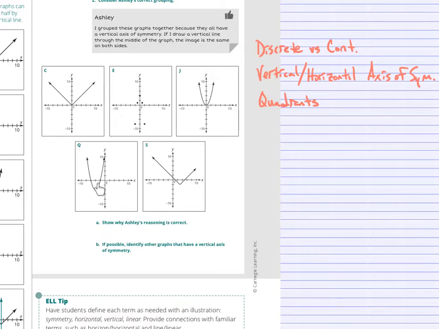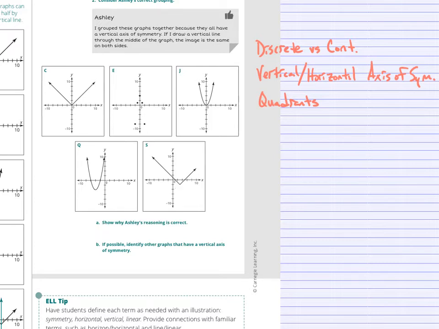Q, also a quadratic function. It's a parabola, and since all the points are connected with a line, it is also continuous. S is very similar to C up here. It is drawn with two straight lines that make like a V. This is absolute value. And this one is also continuous.